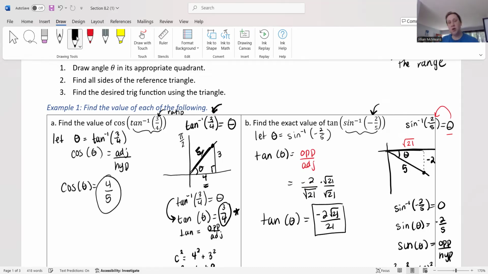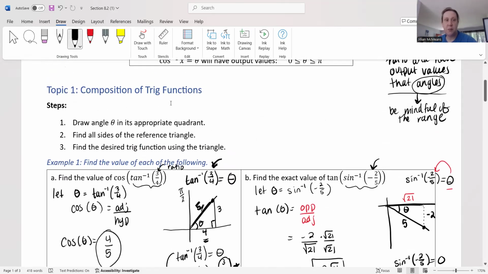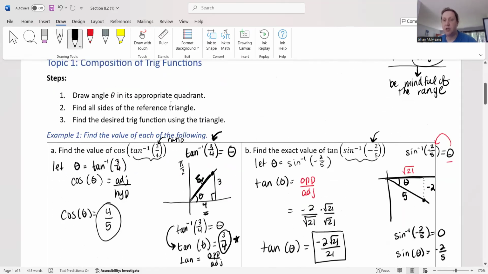Okay, so it takes a little bit of work, but when you do composition of functions where you have two different functions that are not inverses of each other, there's a little more work involved. You have to really think about what your input is. Is it a ratio or is it an angle? And then you can build out from that. Okay, so that is topic 1, composition of trig functions that are definitely not inverses of each other.